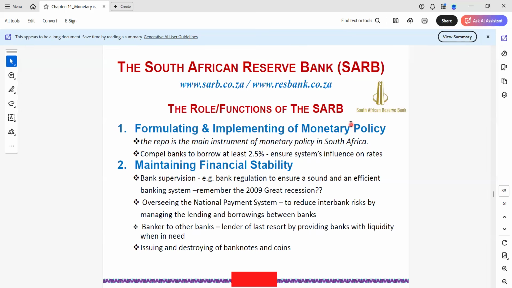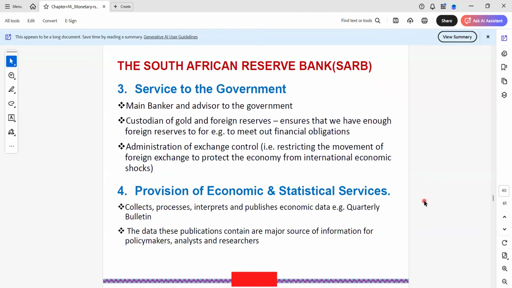And issuing and destroying of banknotes and coins. So we know this one, money is made there at the South African Reserve Bank, right? So they issue and they also destroy banknotes and coins, right? And then service to the government. So they also provide service to the government simply because the South African Reserve Bank is the main banker and advisor to the government, right?